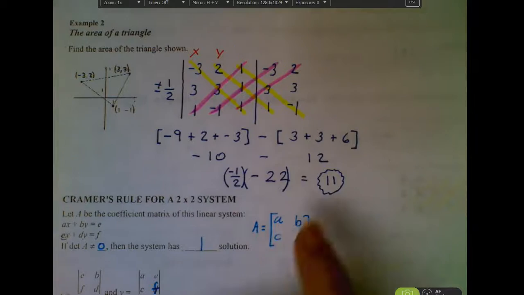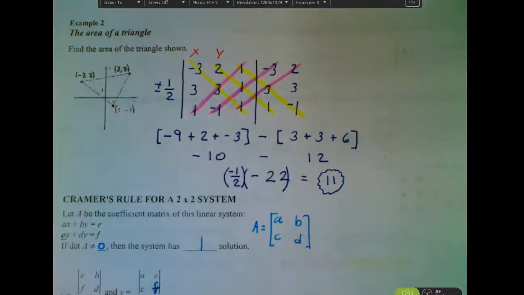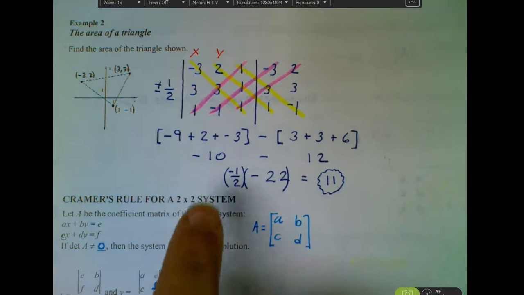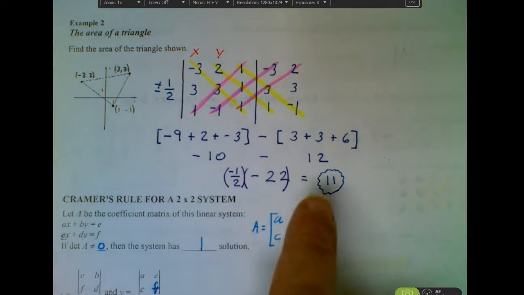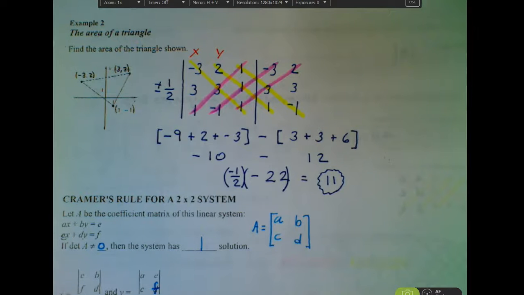So don't forget to always multiply that determinant by 1/2 to get your area. And again, we're going to pick the sign that allows our area to come out to be a positive number. And that's it.